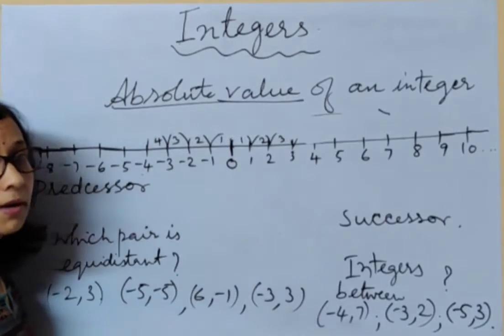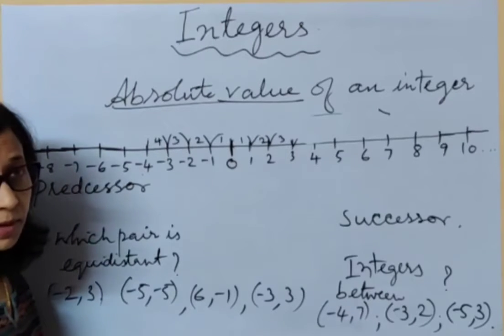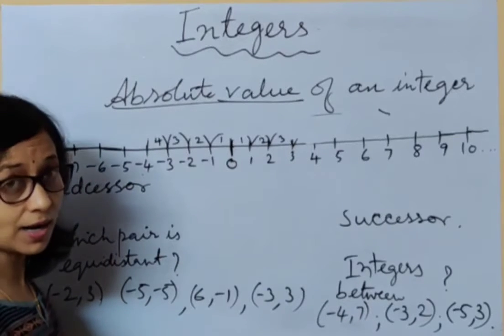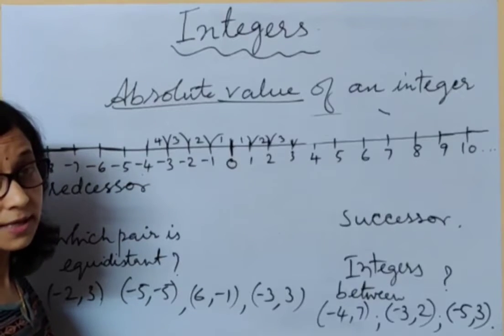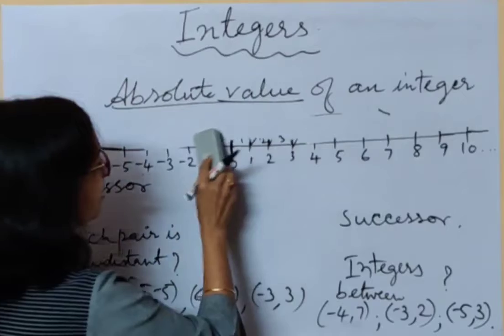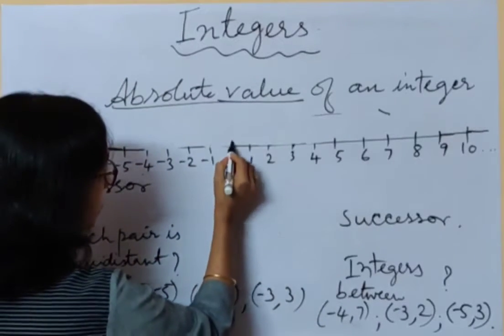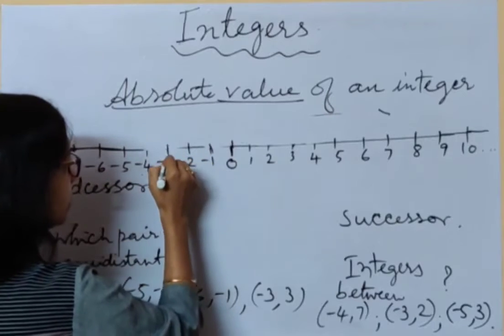Predecessor is the number which is less than the given number, one less than the given number, just before the number. We can say predecessor can be any number less than that number, but when we say just before, then it is one less. Just after is the successor, then one more. So if we have to write a predecessor, we can write any number before that number. If we have to write a successor, any number after that number.